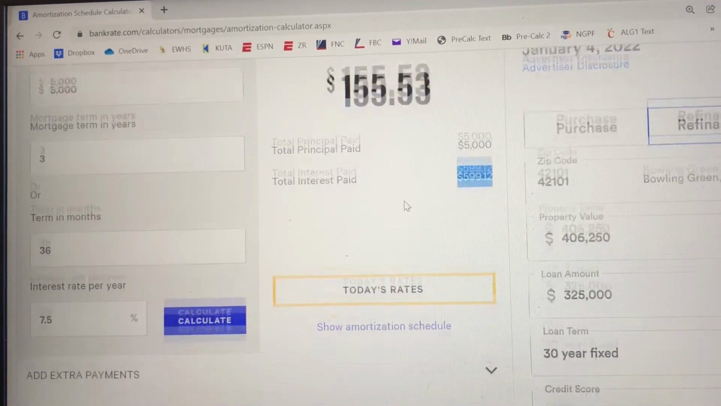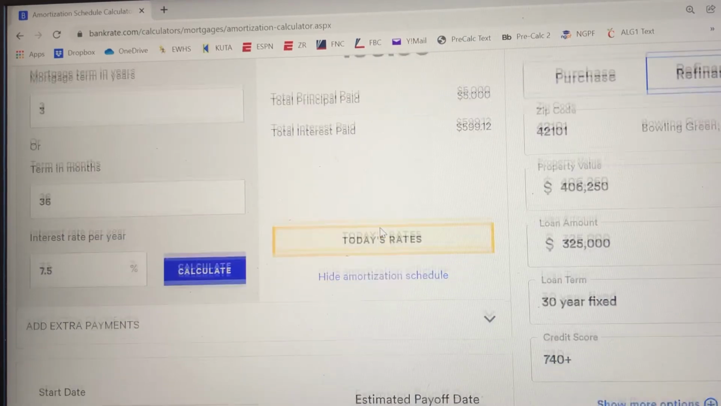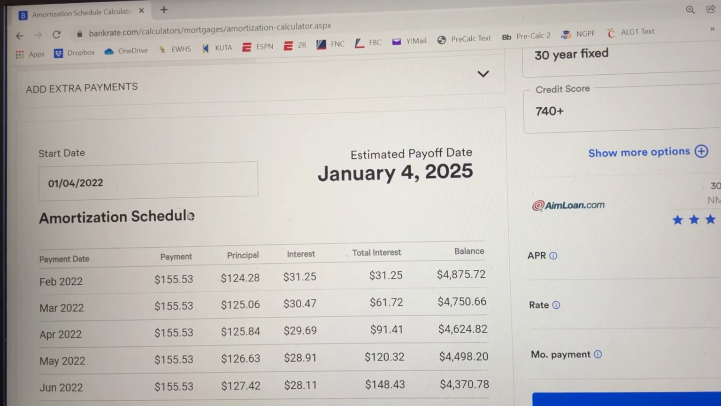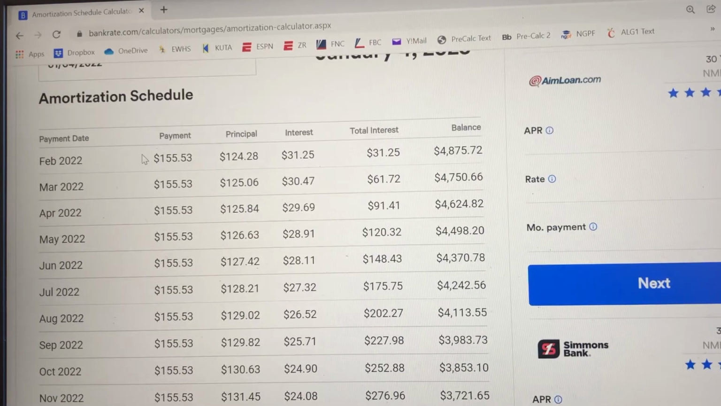So down here we're going to click on Show Amortization Schedule. Let's take a look at what happens here. So we're starting this loan on January 4th, 2022. It's a 3-year loan, so the estimated payoff date would be January 4th, 3 years from now. Notice you don't make your first payment until February. That's pretty common with car loans. You buy the car, your first payment's not due until the next month. So again, notice each monthly payment, down this first column, it's always the same, that $155.53.